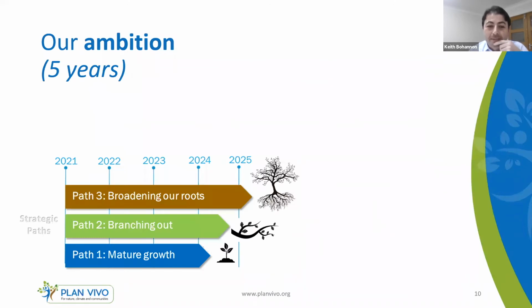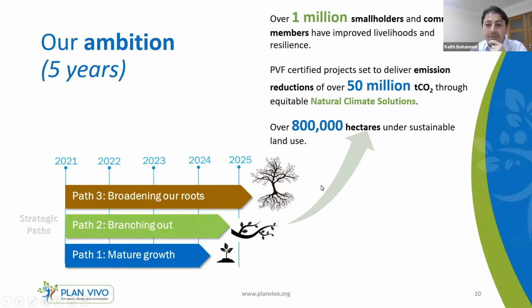How does that come together? Well, you've probably seen before in our presentations during the year, we have these strategic paths about mature growth, about branching out with new partnerships, and about broadening our roots to have a wider influence in the policy landscape. And our ambition within 5 years is to increase our impact by 10 times of what we have today. So reaching 1 million people and delivering 50 million tons of CO2 emission reductions and increasing the number of hectares under sustainable land use to 800,000.